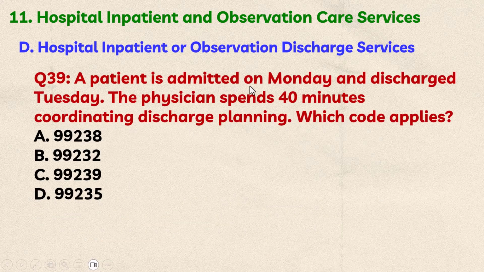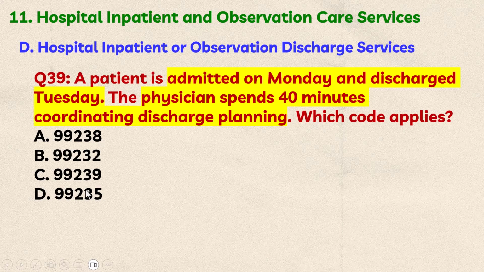A patient is admitted on Monday and discharged on Tuesday. The physician spends 40 minutes coordinating discharge planning. Which code applies? So there are 4 answers available. Take your CPT code book and find the answer. So here you have to highlight the patient is admitted and discharged on different days. Physician spends 40 minutes coordinating discharge planning.